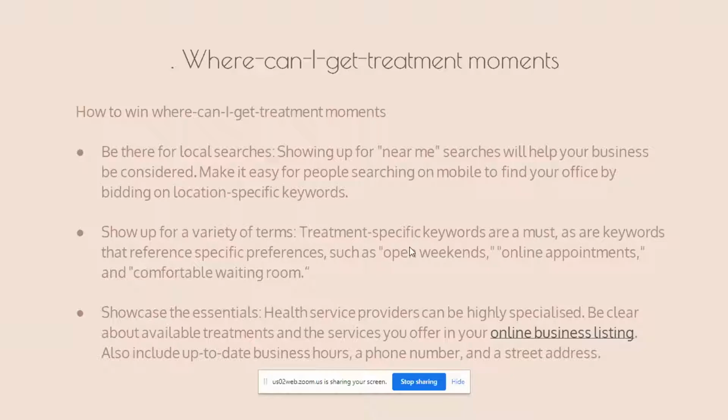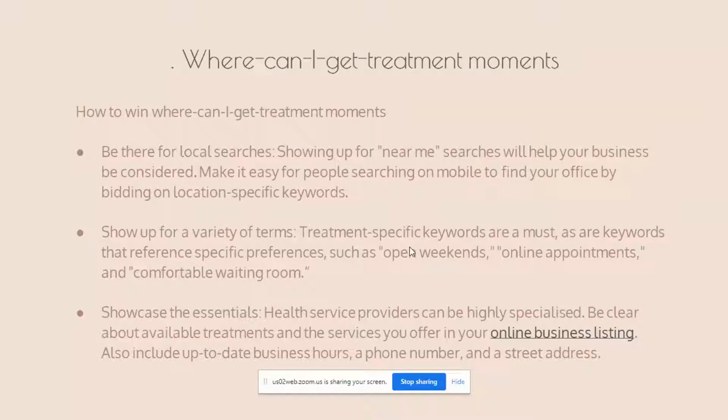Then show up for a variety of terms. It's not that you're just talking about the Sputnik vaccine. You have to use different words also. For example, is it available on weekends? So, for example, open weekends, online appointments, comfortable waiting rooms. This is how people are searching online. So when they're searching with these queries, we should be there with the answer. If my hospital is there with the answer that yes, I'm available on weekends and we are treating patients on the weekend, then we exist for our target audience. Otherwise, we do not.